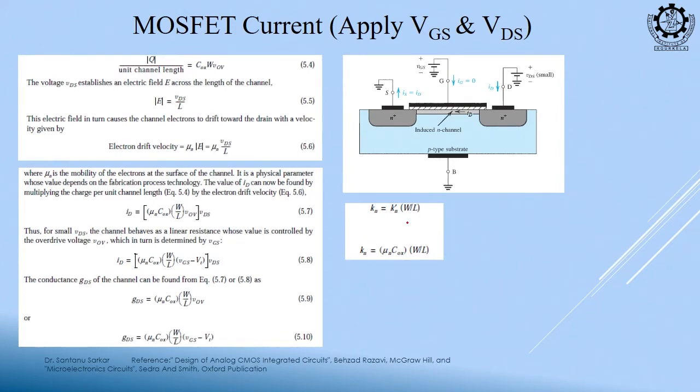Let us take this mu n and COX. COX is our oxide capacitance, and mu n is our mobility of the electron. These two terms are termed Kn. This is known as the process transconductance. This is a process parameter, this mu n COX is known as the process transconductance parameter.